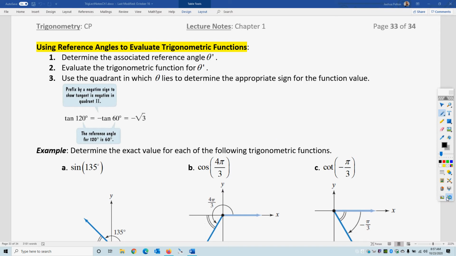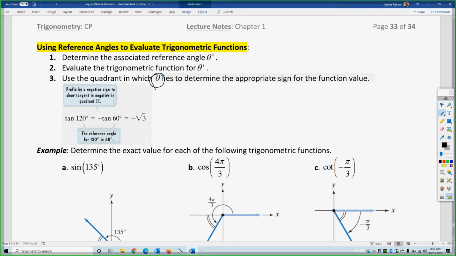Then you have to decide whether it is positive or negative in that quadrant. So basically, whatever it is, figure out the reference angle, evaluate it, and then decide on negatives or positives depending on where it ends up.